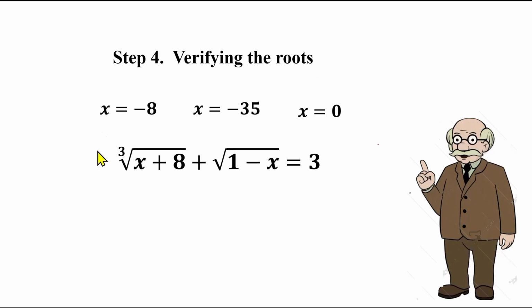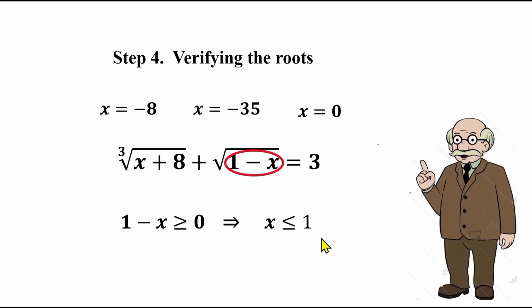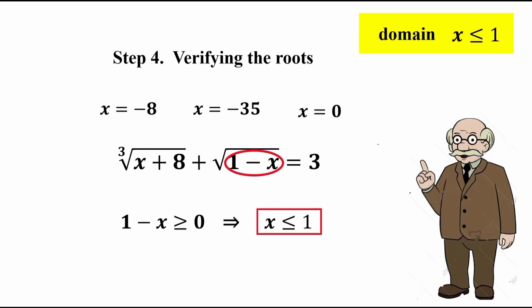The first term, the cube root, is defined for all real values of x. However, the square root is defined only if its radicand is non-negative. This condition is satisfied if 1 minus x is non-negative. Thus, the domain of the equation is determined by the inequality x less or equal 1. All the roots we found lie within this domain, thereby confirming their validity.